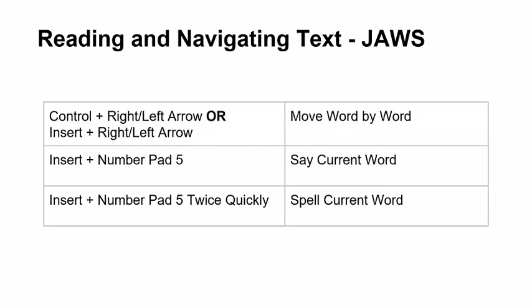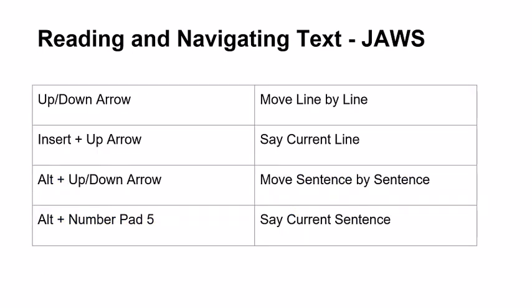Continuing on, Control plus right or left arrow or Insert plus right or left arrow will move word by word. Insert plus number pad 5 will say the current word. And insert plus number pad 5 twice quickly will spell the current word. So here are some more.